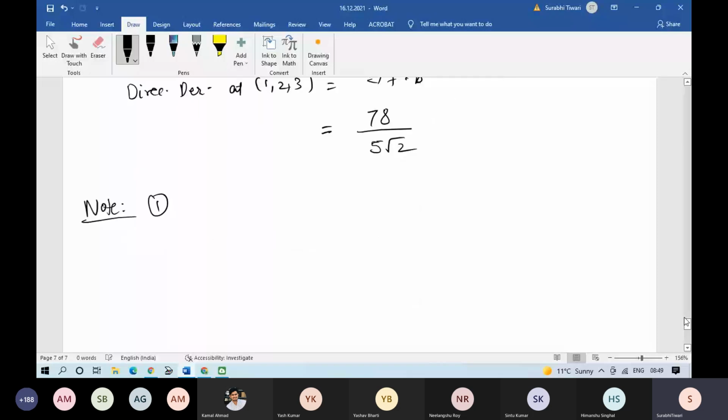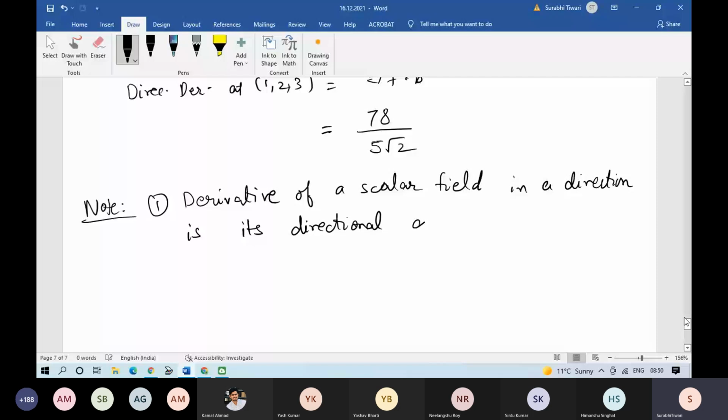Now some notes, derivative of a scalar field in a direction is its directional derivative. This is the physical representation of directional derivative. Means the definition, physical definition.